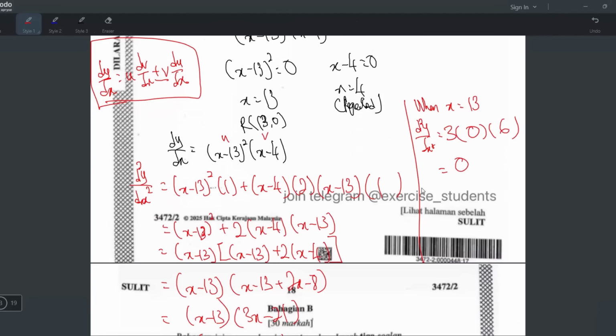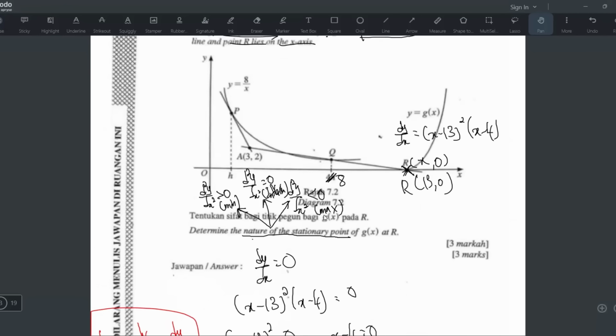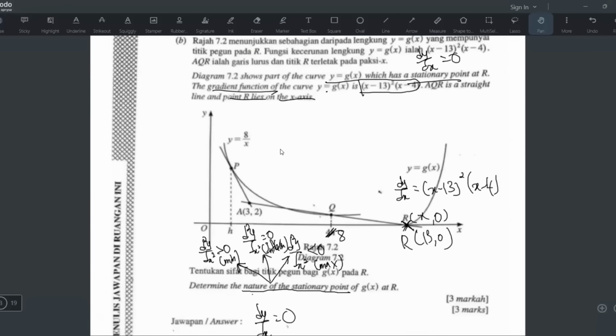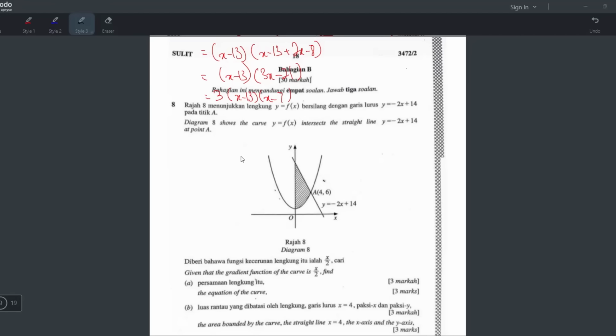So I'll just write here point R, which is (13, 0), is an inflection point. If you want to write in Bahasa Melayu, "titik R adalah titik lengkok balas". Okay, so that's the answer. But of course if you get bigger than 0, then it's minimum, smaller than 0 is maximum. Okay, I'm done with this question. So that's all. Alright, let's continue here.